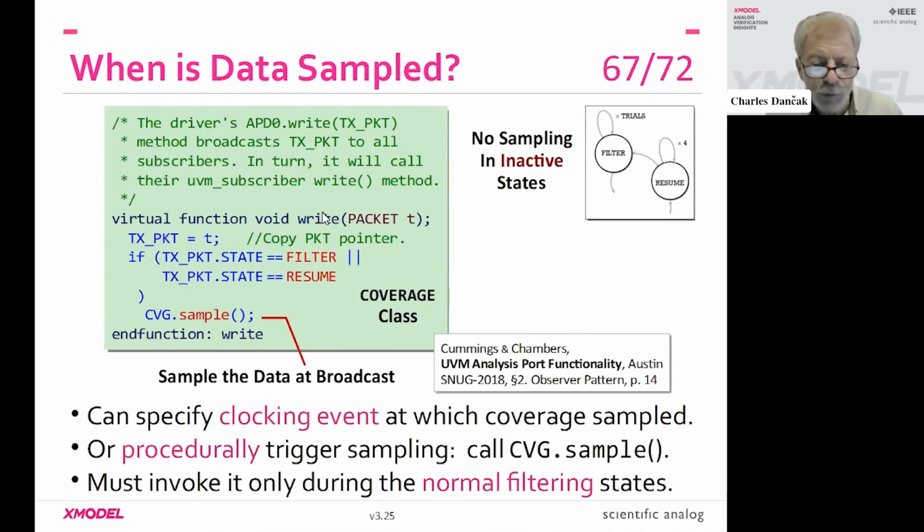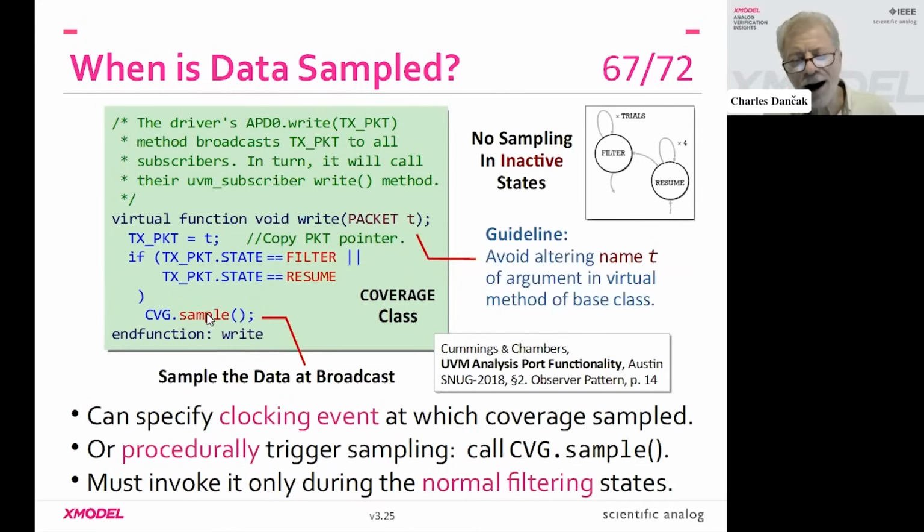By the way, it's a rather confusing feature of UVM, but this is not the same as the write function we saw earlier called by the driver. It just happens to have the same name. When the driver calls its write, it'll trigger all these subscriber write methods, such as the one in our coverage block, and only if we're in filter or resume state, it'll call sample.